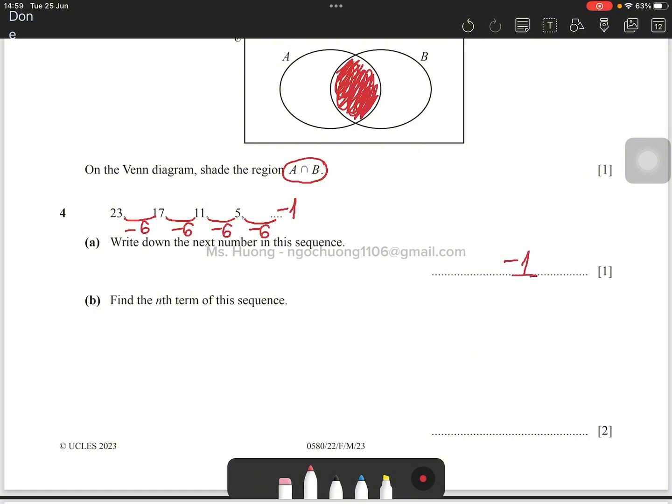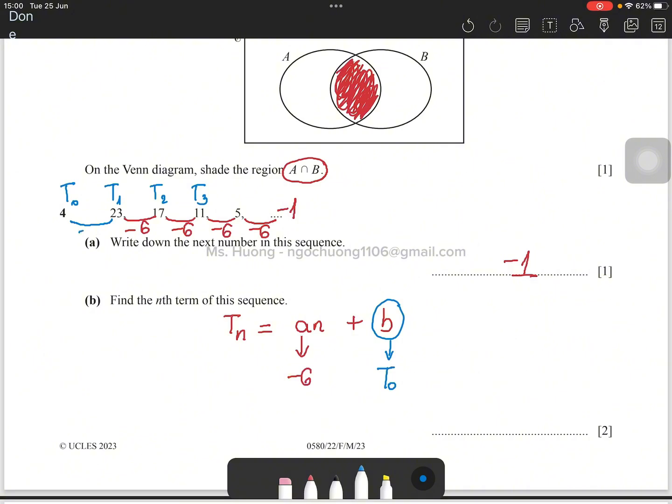B. Find the nth term of the sequence. First, we notice that the first difference of the sequence is always -6, which means it is a linear sequence. A linear sequence has the form Tn equals an plus b. A is the first difference, so A is -6. And to find B, we need to find T0, which means the term before the first term. This is T1, the first term, the second term, the third term. So we need to find T0 here. B is T0.